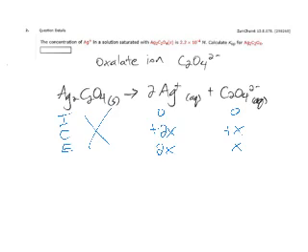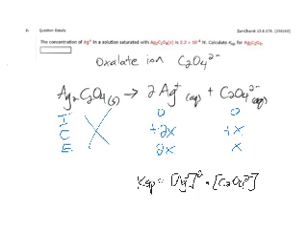Next, before we plug in and solve, let's write the expression for Ksp. Remember to take products, raise them to the power of their coefficients, and if there were a non-solid reactant, you would divide by reactants raised to the power of their coefficients. But as we'll see throughout solubility equilibrium, the lone reactant is always a solid salt, so we don't need to include that in the equilibrium expression.